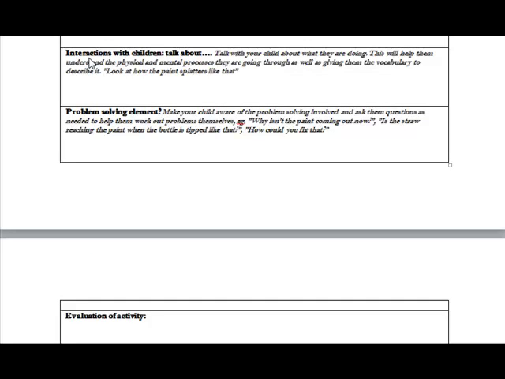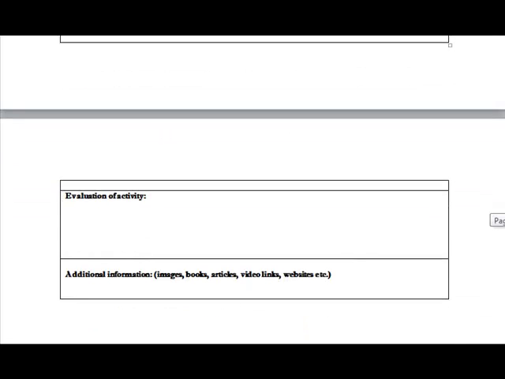So in this section, the interactions with children, talk about, so I'll give an example of the types of things you might talk about with the child using that particular activity. Problem solving element. So again, think about the types of problems that the child is going to come across and how you might assist the child in solving that problem. The last part there then is the evaluation of the activity, is your evaluation of how you thought it went and anything that you want to add to it.